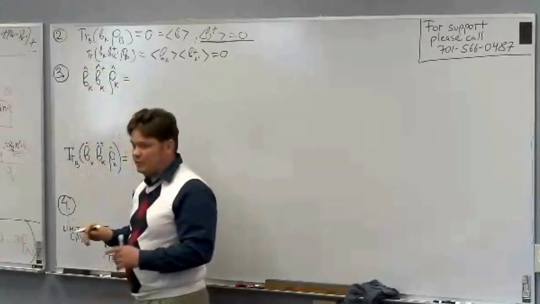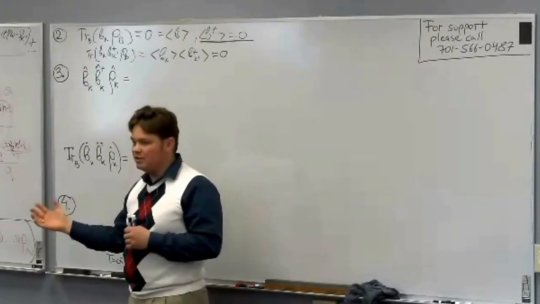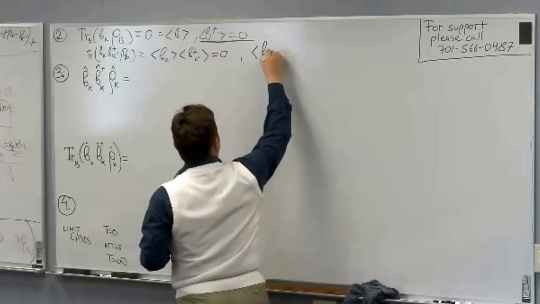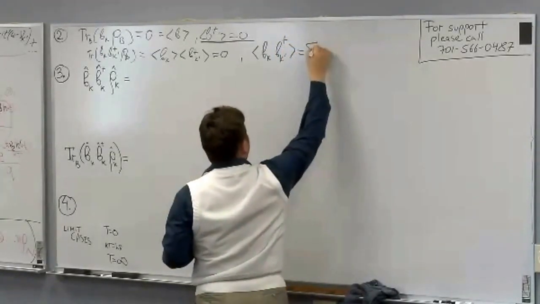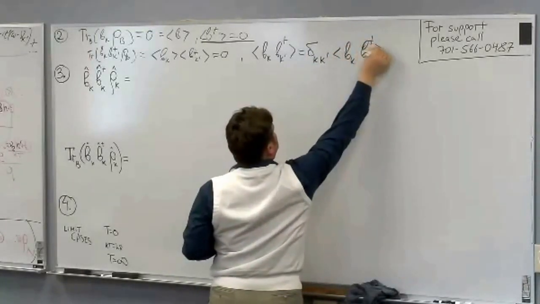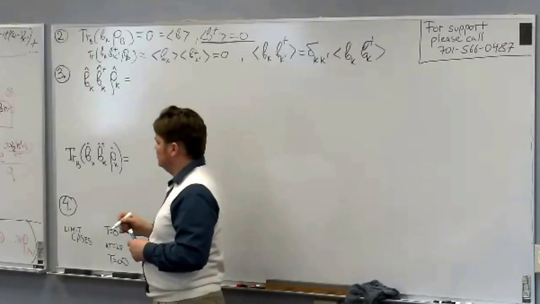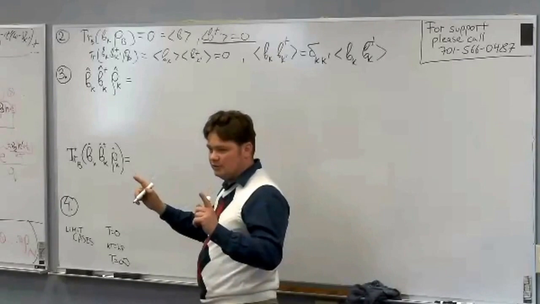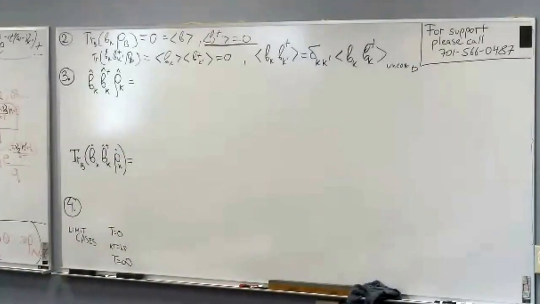But if the indices are the same, it will be non-zero. So only if the first and second perturbation are coming from the same mode will it be non-zero. So we get B_k B_k prime equals delta_k,k prime times B_k B_k. The physical explanation is that we are dealing with uncorrelated baths. There is no correlation between different modes. So with this, we are done with point number two.